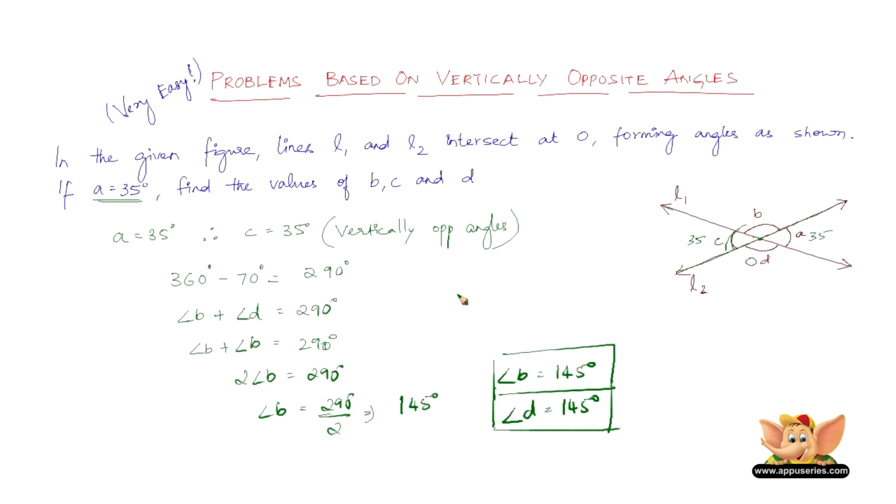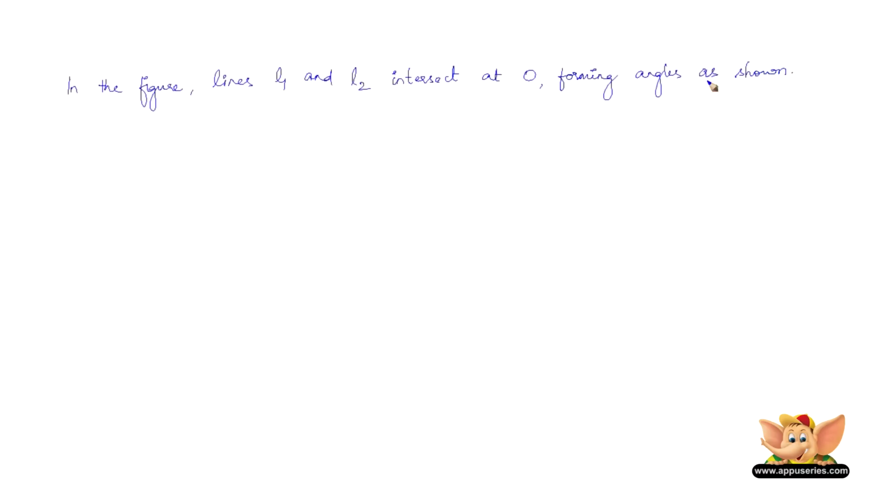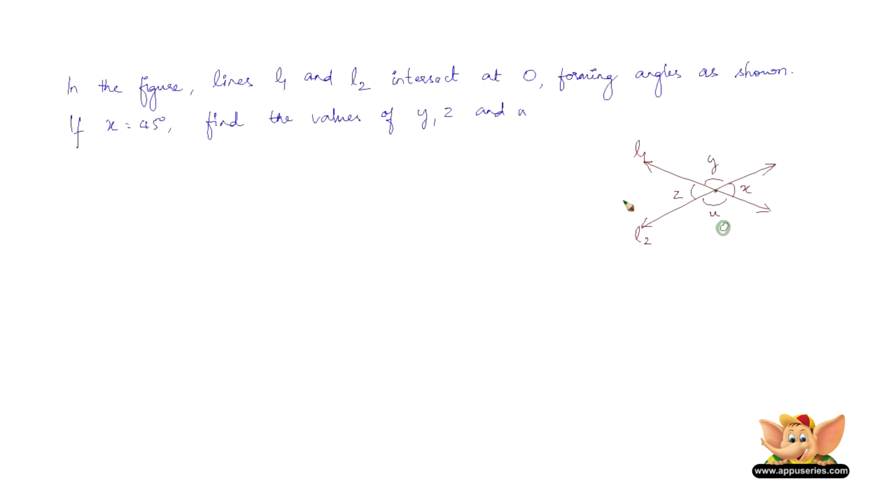So let us also see another very similar problem as easy as this. So here we have, in the given figure, lines L1 and L2 intersect at O again, forming angles as shown. Now if X equals 45 degrees, find the values of Y, Z, and U. So this is the point O. Angle X is also equal to 45 degrees. Because vertically opposite angles, Z is 45 degrees.